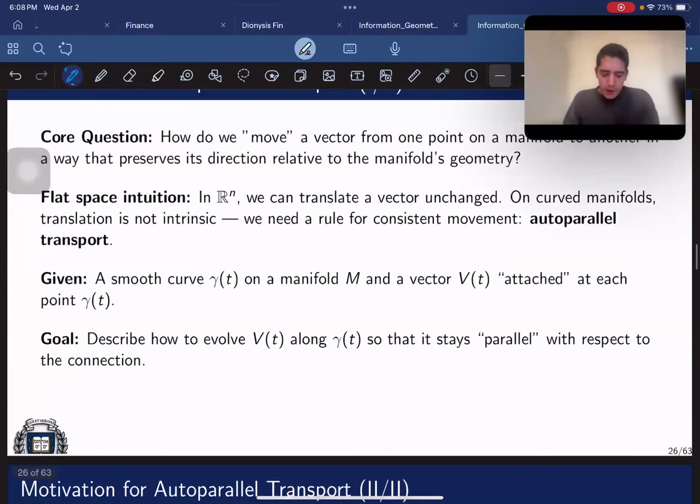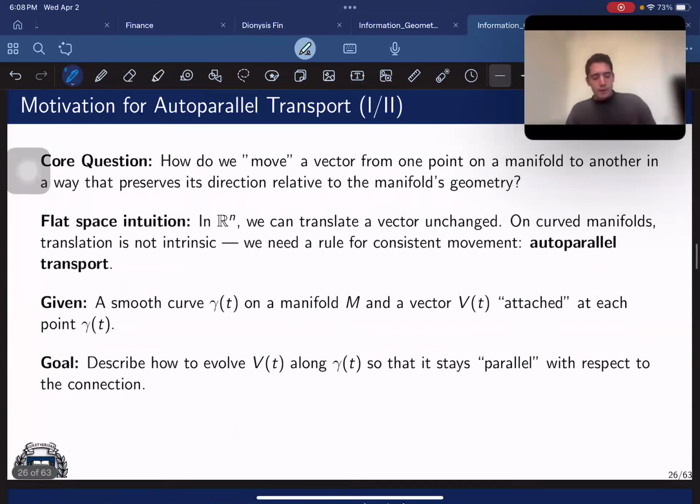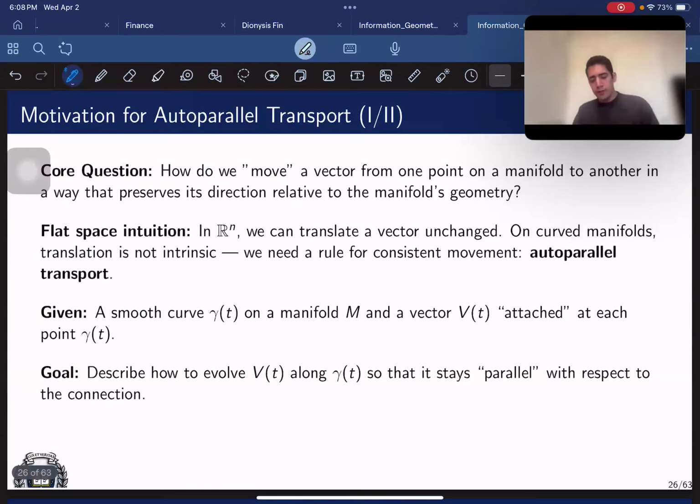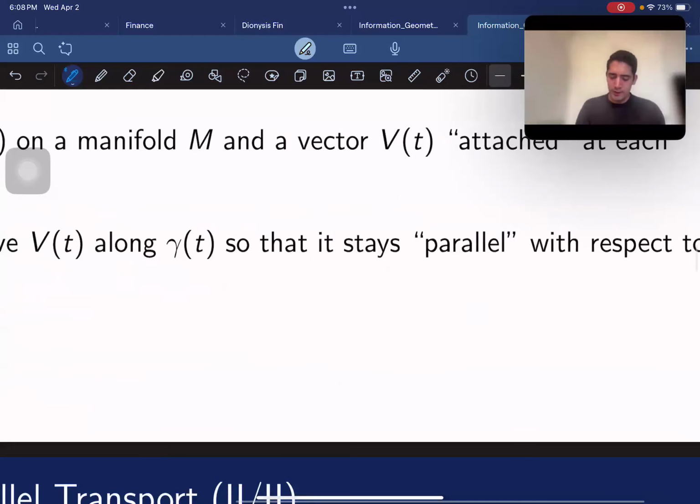Consider the following question. How can we move a vector from one point on a manifold to another in a way that preserves the direction relative to the manifold's geometry? So again, like the compass you have, you want to consider the path, how we can preserve the north direction. And this path and the north vector are dependent on each other.